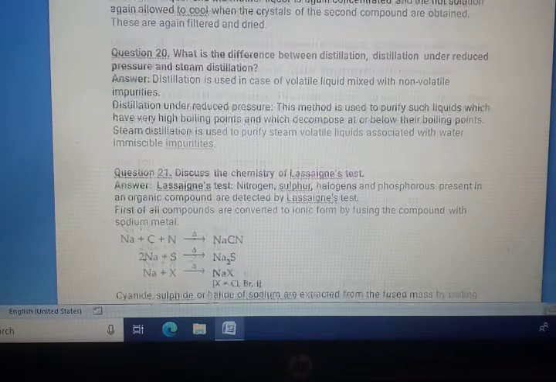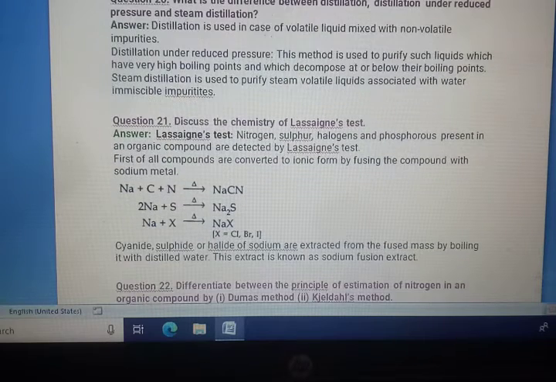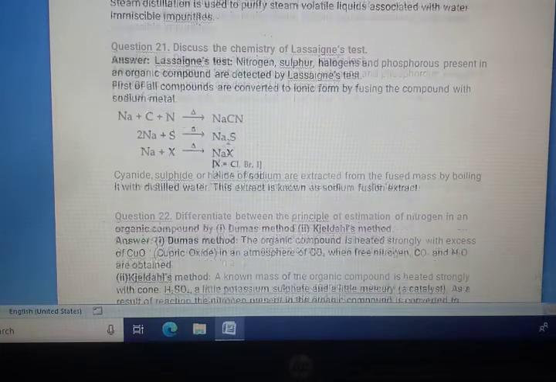Now we are moving to question number 21. Discuss the chemistry of Lassaigne's test. Lassaigne's test is especially for nitrogen, sulfur, halogen and phosphorus which are present in an organic compound. They are detected by Lassaigne's test. First of all, the compound is converted into the ionic form by fusing the compound with sodium metal. For example, as I had informed you, when the organic compound contains nitrogen, sodium will react and we get sodium cyanide. Similarly, if sulfur is there, sodium sulfide, and sodium halide for halogen. The cyanide, sulfide or halide of sodium are extracted from the fused mass by boiling it with distilled water, and this extract is known as sodium fusion extract.